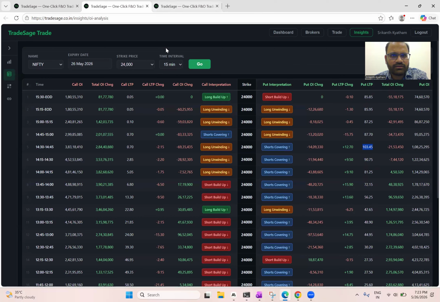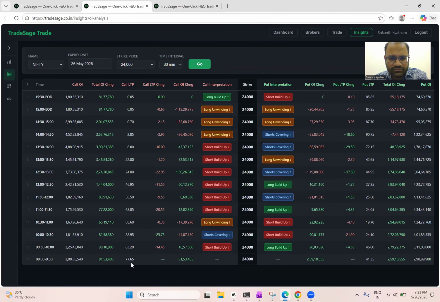You could also look at the time interval as well, right? 30 minutes. If you see, 24,000 CE, they've started at 77 rupees. It went till 88. And post that, it's relentless selling. Prices never crossed 77 or 88 after that. 68, 58, 46, 24, 22. Sellers had a pretty great day today. So in this kind of market, never ever think about taking a CE buy trade because the shorts are going to kill you.